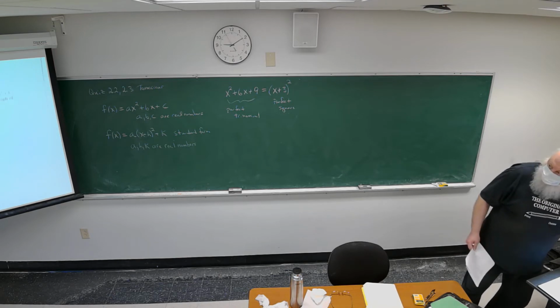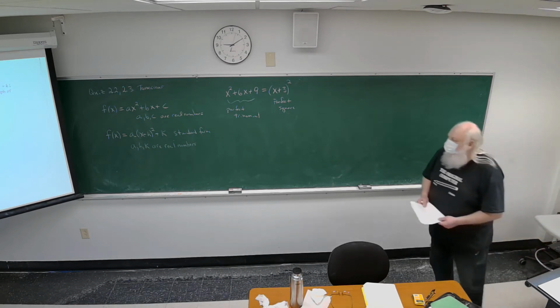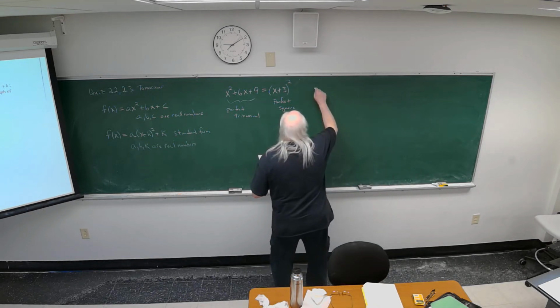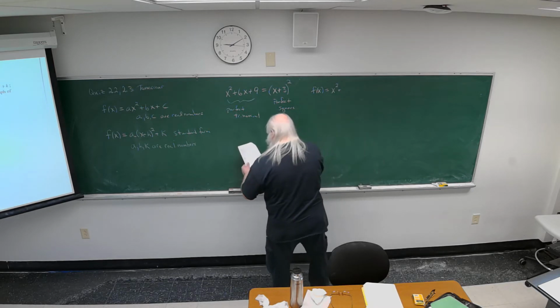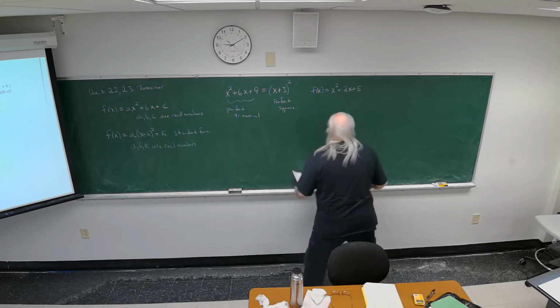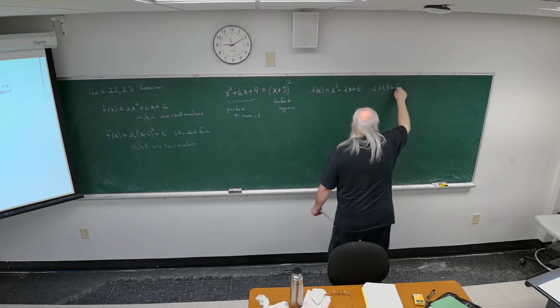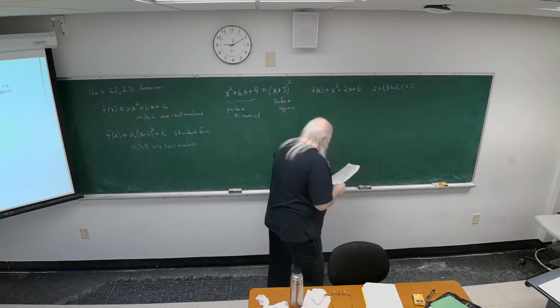So in example 3 here, we're going to do this with two different quadratic functions. So you might want to draw a line down the middle to separate A from B. And in A we have the quadratic function f of x is equal to x squared plus 2x plus 5. And you can see a is equal to 1, b is equal to 2, and c is equal to 5.